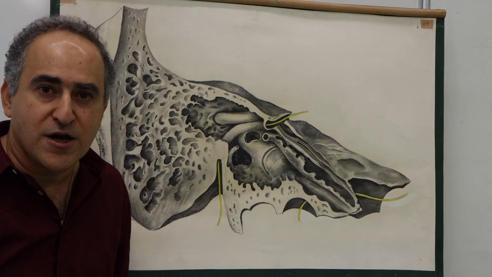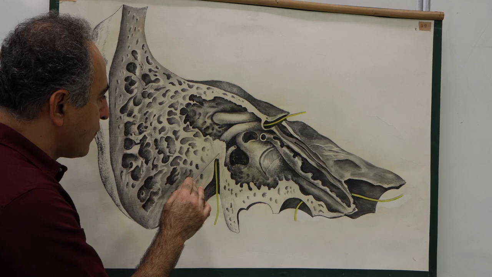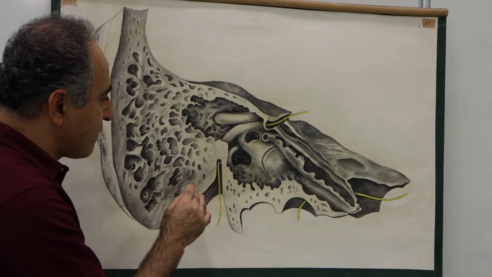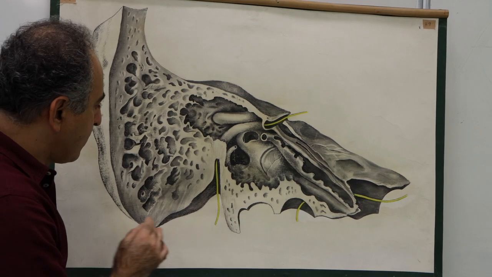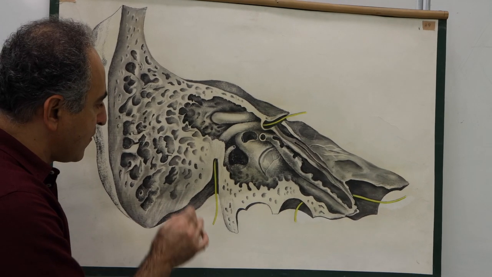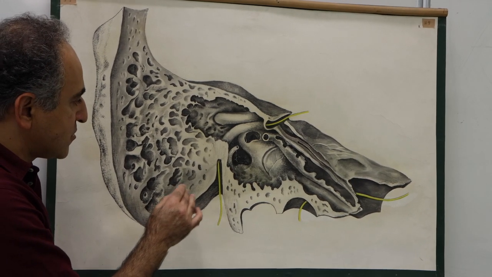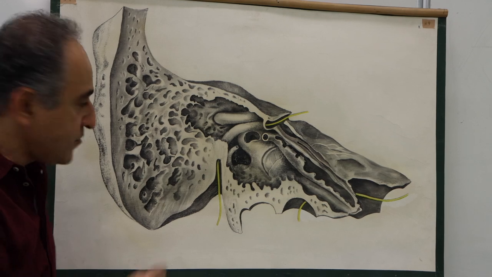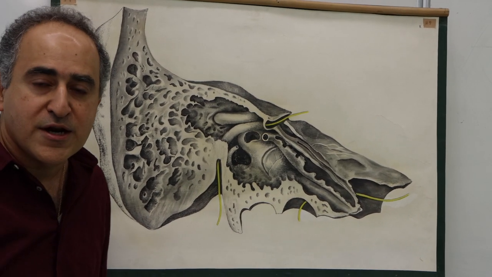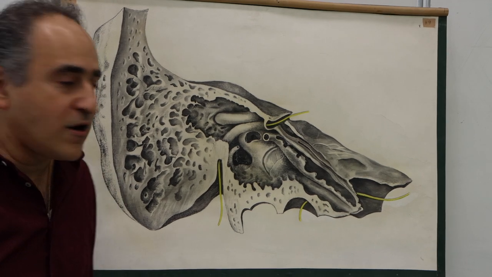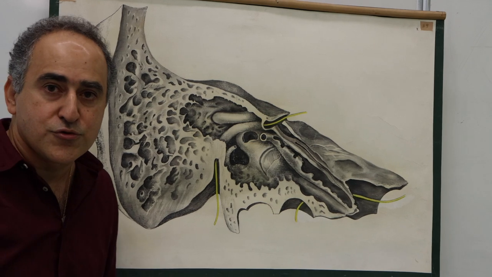The facial canal goes down and exits from the skull through the foramen which is called the stylomastoid foramen. The foramen between the styloid process and mastoid process is called the stylomastoid foramen, and the facial nerve exits from the external cranial base out of the skull, which we are going to discuss, and I'm going to show you this foramen.